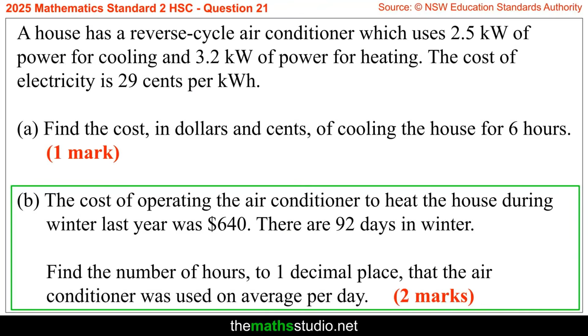Part B. The cost of operating the air conditioner to heat the house during winter last year was $640. There are 92 days in winter. Find the number of hours to one decimal place that the air conditioner was used on average per day.